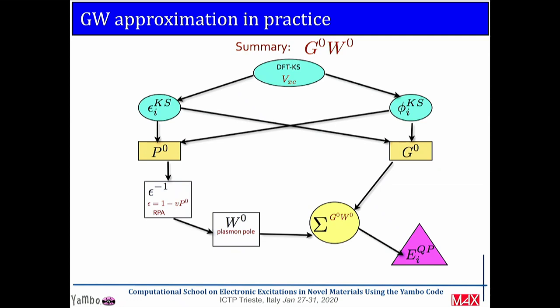The polarization then is used to calculate our screened potential, usually done in a plasmon-pole approximation. Even if it's not mandatory, if it can be done, it's very recommended. We build up the self-energy, and then we can solve our quasi-particle equation and extract the quasi-particle energies.